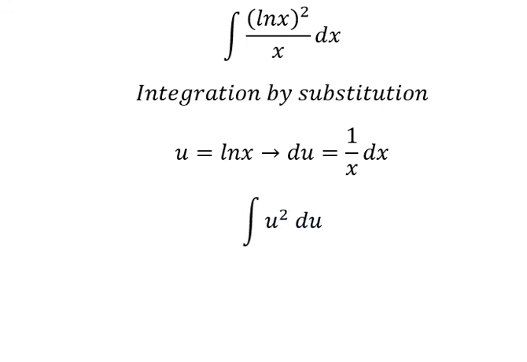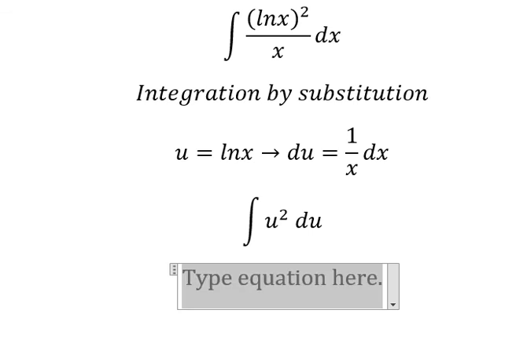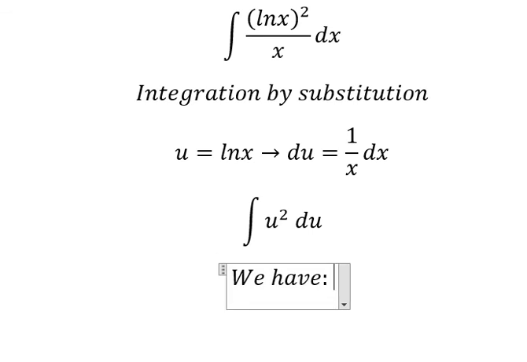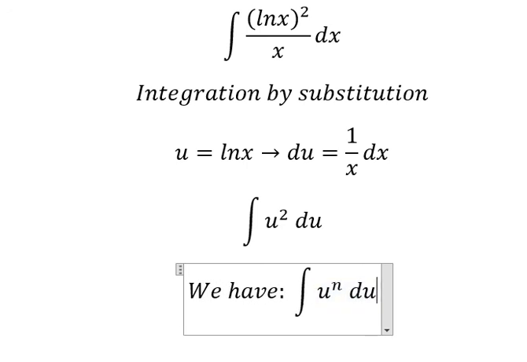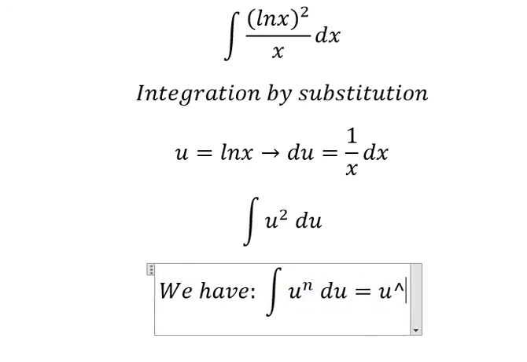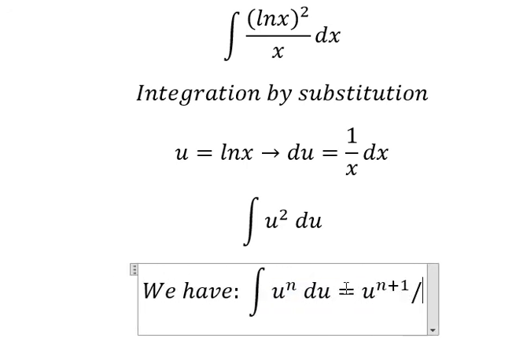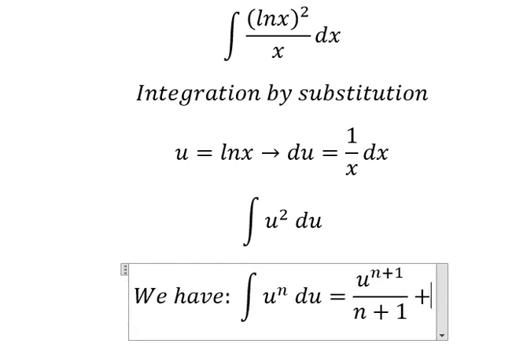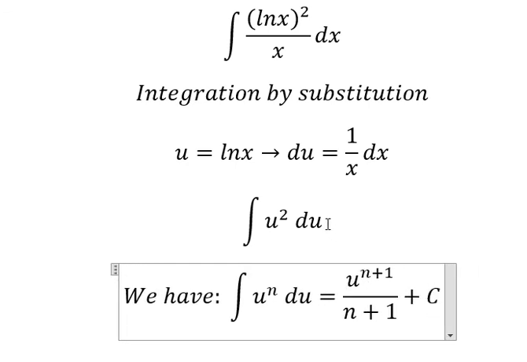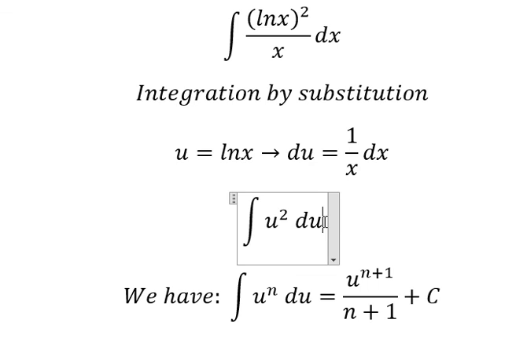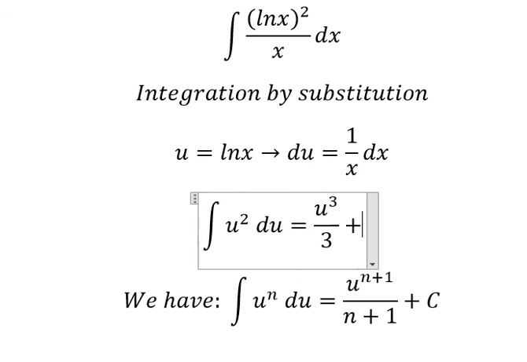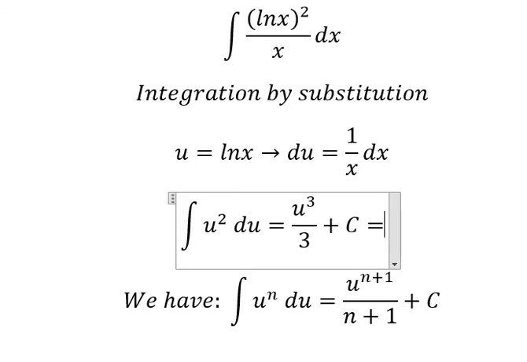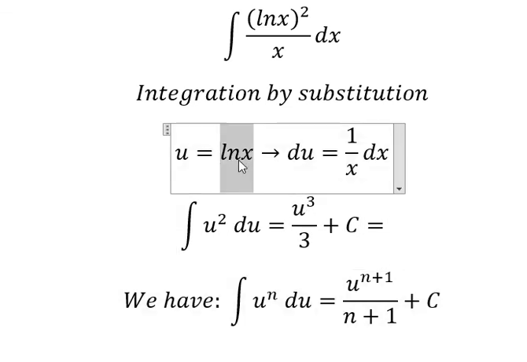And now we have the formula in here. The integration of u to the power of n du gives u to the power of n plus 1 over n plus 1, and we add c. The integration of this one gives u to the power of 3 over 3, and then we add c, where u is ln(s).